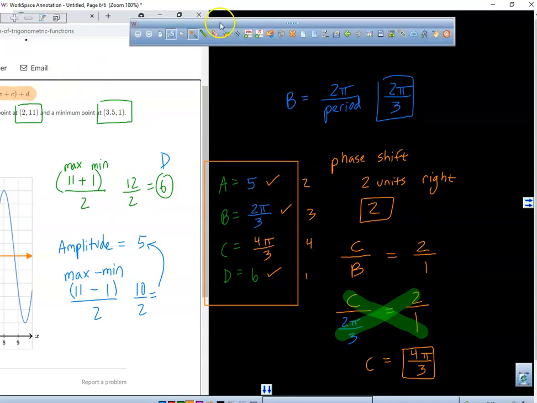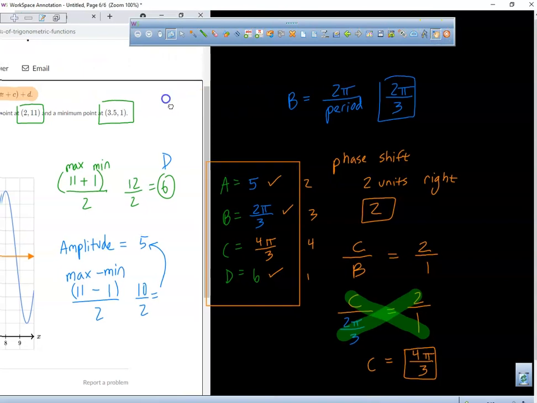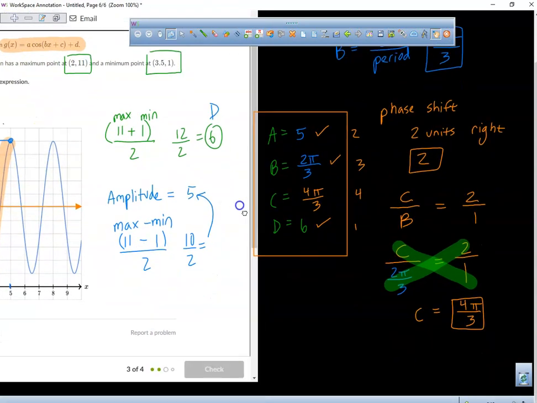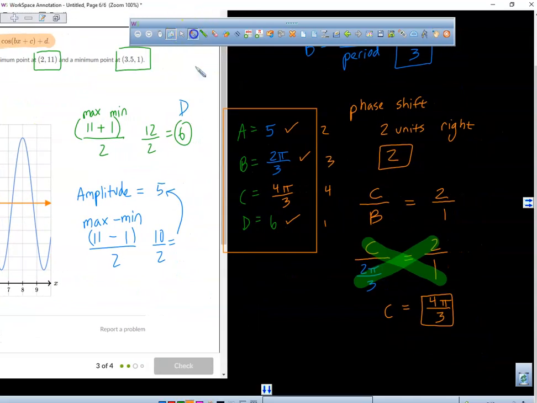Now, remember, this is not a sine. I'm not interpreting it as a sine of x graph. I'm interpreting it as a cosine of x graph. Okay, so here we go. I'm going to put y equals.